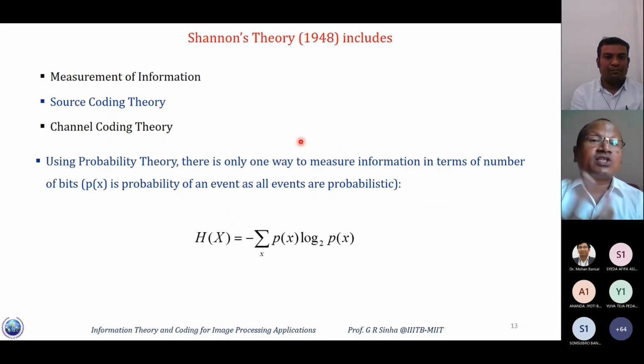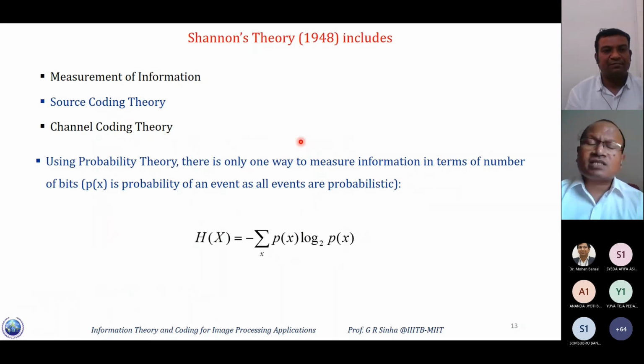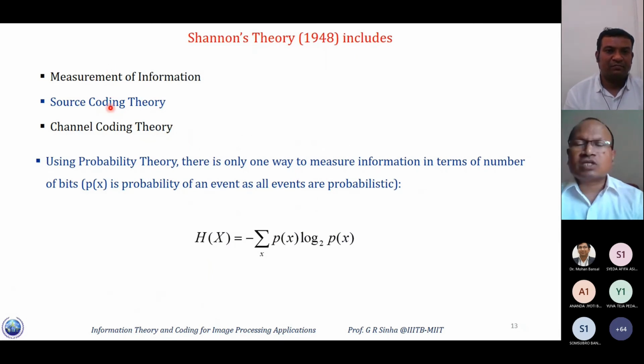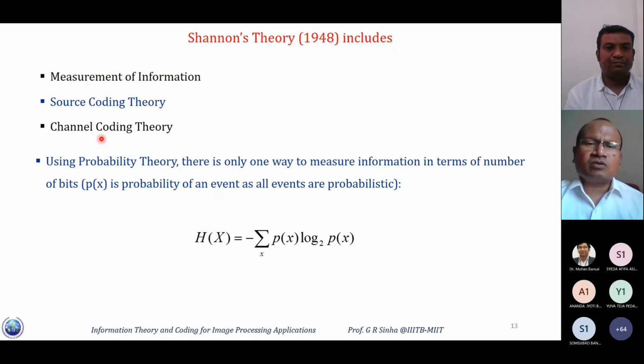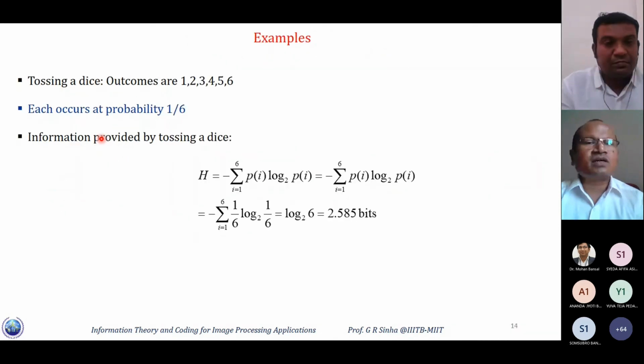So what is this theory which you have studied that was proposed in 1948? It talks about information theory, measurement of information, source coding theory, and channel coding theory. So I am just giving a background, just recalling why and how this theory is used, especially in image processing applications. Otherwise, I believe that you are very much familiar with all these concepts.